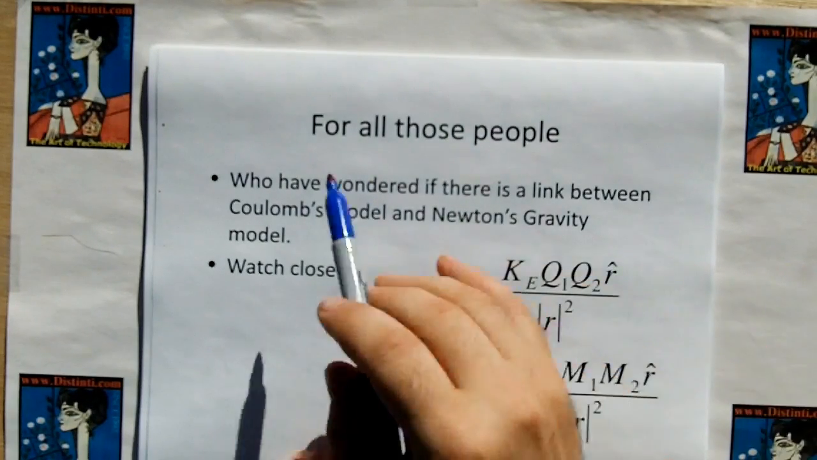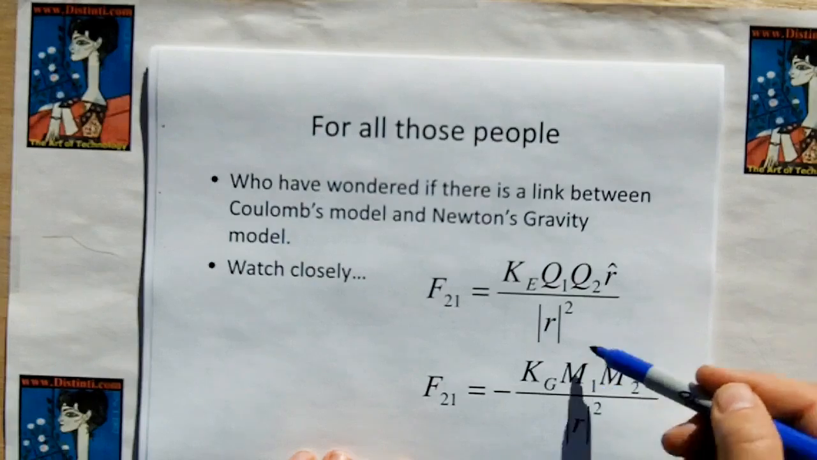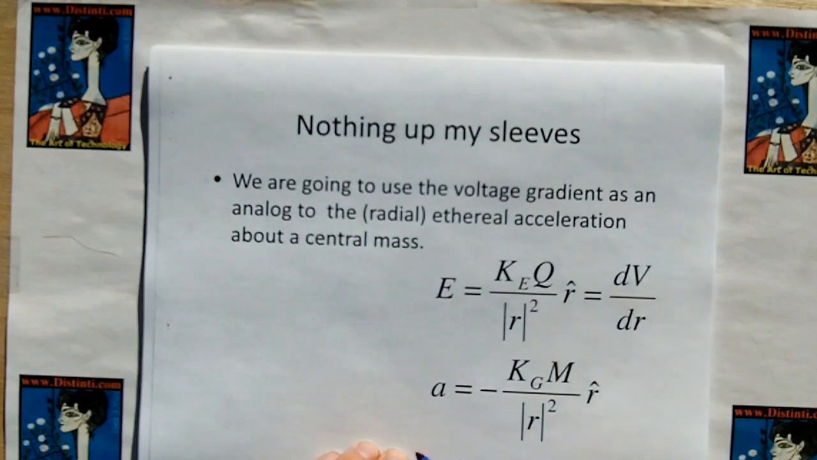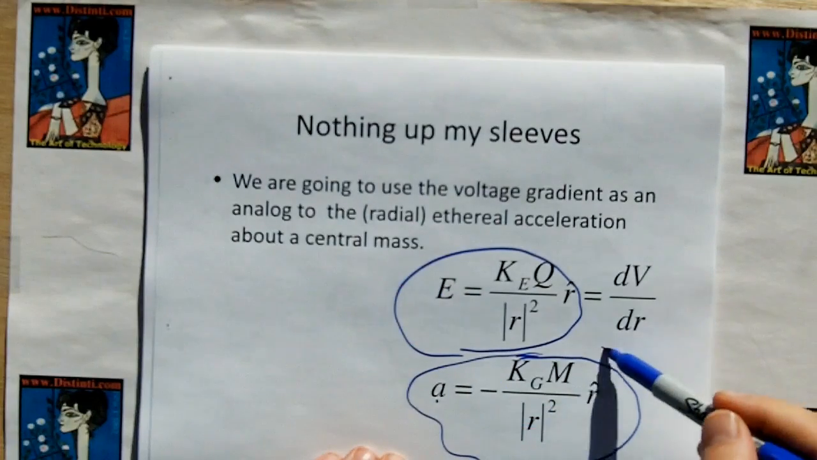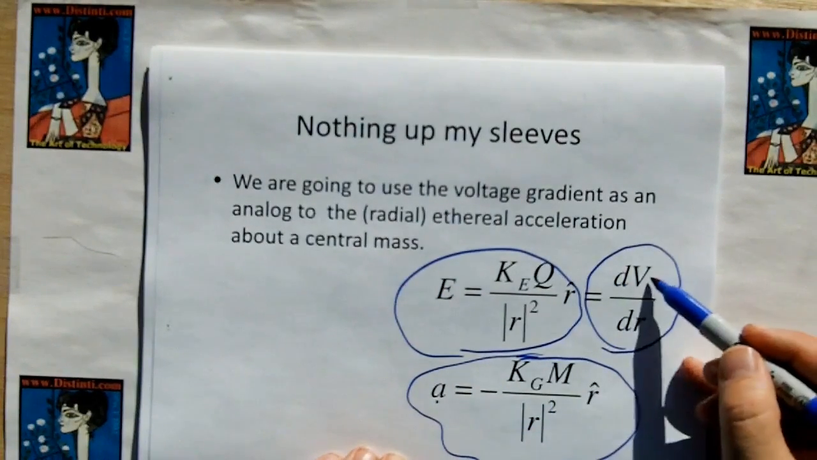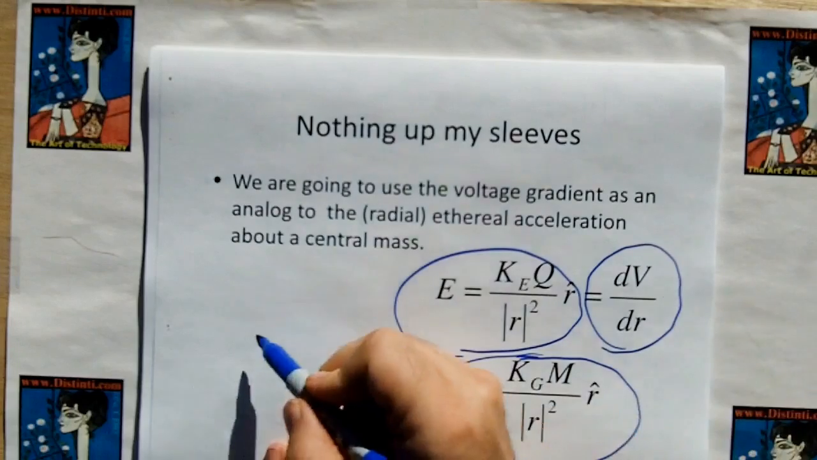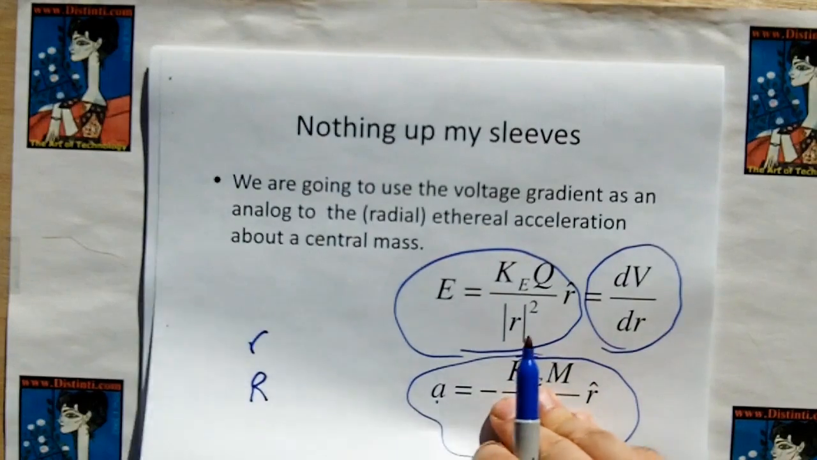Okay, so here as we go along, for all those people who have wondered if there's a link between Coulomb's model and Newton's gravity model, because look, they look almost alike, the form is almost identical. Hey, watch this. With nothing up my sleeves, you divide one side by the Q, one side by the mass. Okay, and so what we're going to do, because we're trying to make an analog for the acceleration of ether, that maps directly to the electric field, which in a conductor we can map as dV/dr. This is the change in voltage as a function of distance from the central sink. And don't confuse, we're going to use little case r for radial distance from the center, and big case R for resistance. Don't get those two confused.